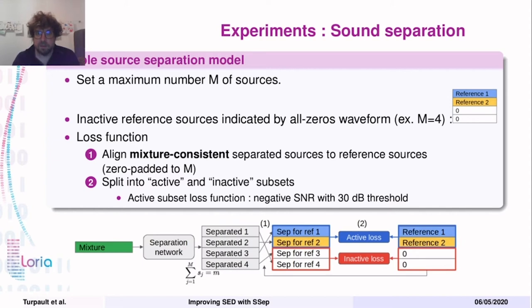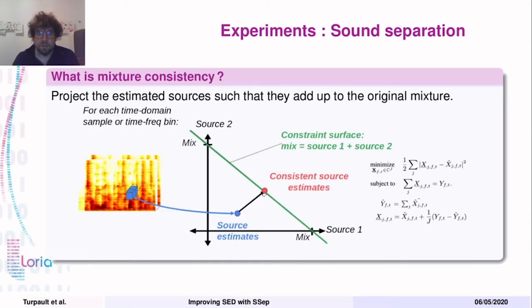We split the sources in subsets, with an active subset and an inactive subset. A source is decided to be active when we get an SNR that is higher than minus 30 dB between the source and the background. Then we compute separately a cost on the active sources and a cost on the inactive sources. I talked about mixture consistency. So the idea here is that we project the estimated sources such that they would add up to the original mixture. So that's what mixture consistency is about.